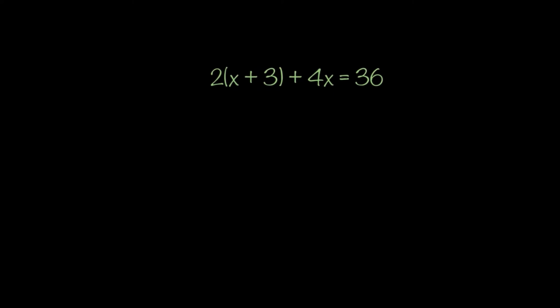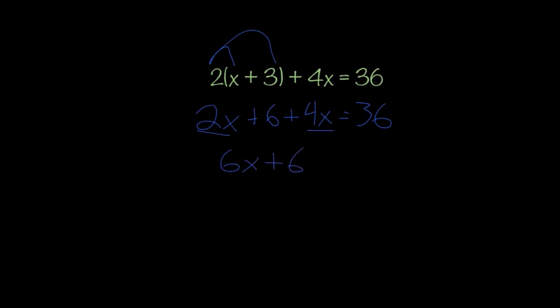So let's take a look at an example problem. 2 times the quantity x plus 3 plus 4x equals 36. Step 1, distribute the 2 to the x and the 2 to the 3. 2 times x is 2x, 2 times 3 is 6. Bring down the plus 4x, bring down the equals 36. Then you combine like terms, 2x and 4x. You get 6x plus 6 equals 36.